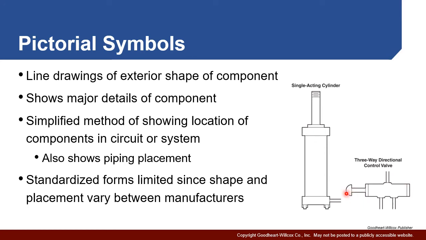So pretty much all the details of the components are going to be shown. Now it is simplified, right? We're not showing exactly how the component is put together necessarily. We're not showing, for example, any labels or anything else on it, but it does show piping placement, right? It does show where the hoses or tubing is going to enter the actual components. That's particularly important. And in general, we'll see that the form is standardized, right? Although the shapes may change between manufacturers slightly, the actual pictorial symbol is pretty consistent from manufacturer to manufacturer.